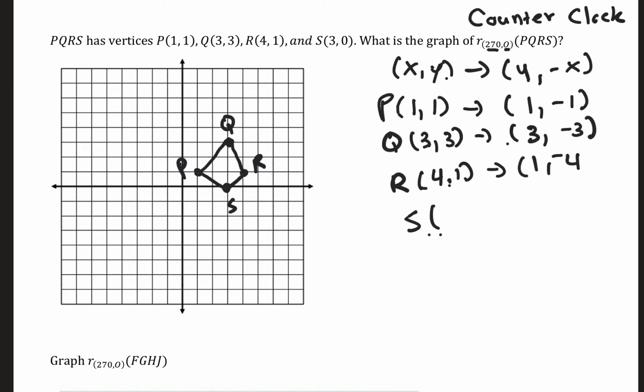And then S will be (0, 3). S will be (3, 0), and when we do the rotation, it's going to be (0, -3). So we're going to go to (1, -1). So that's P prime.